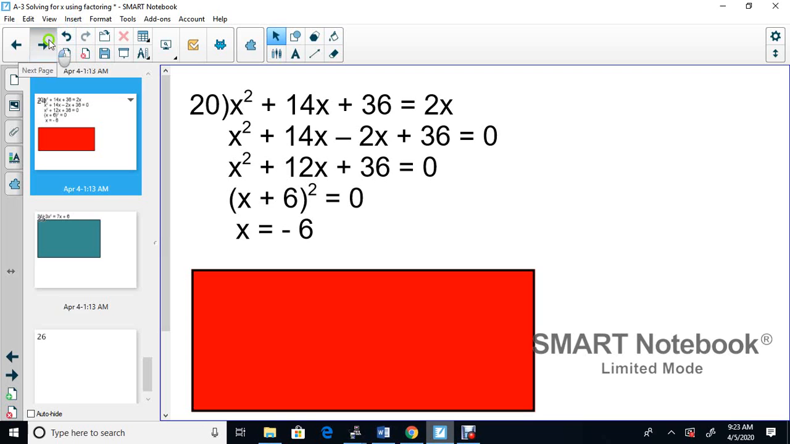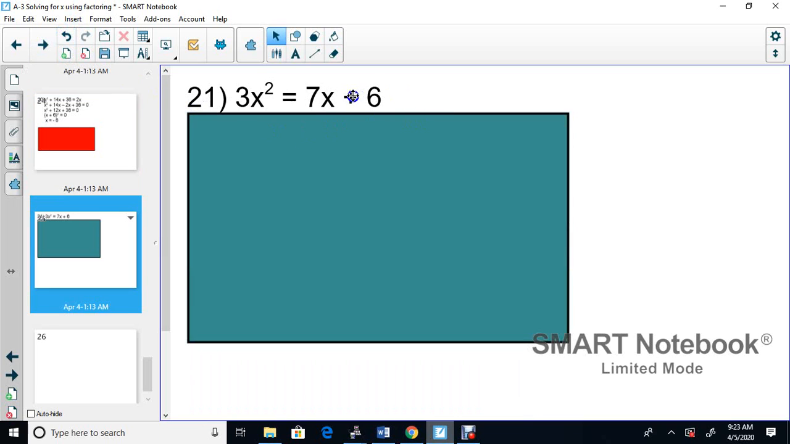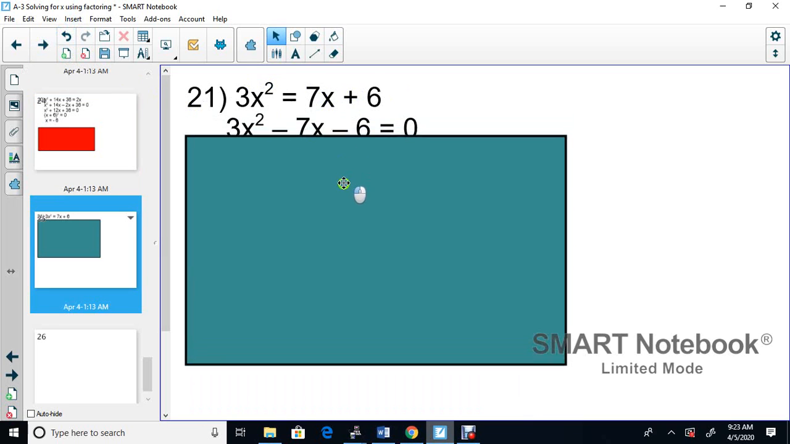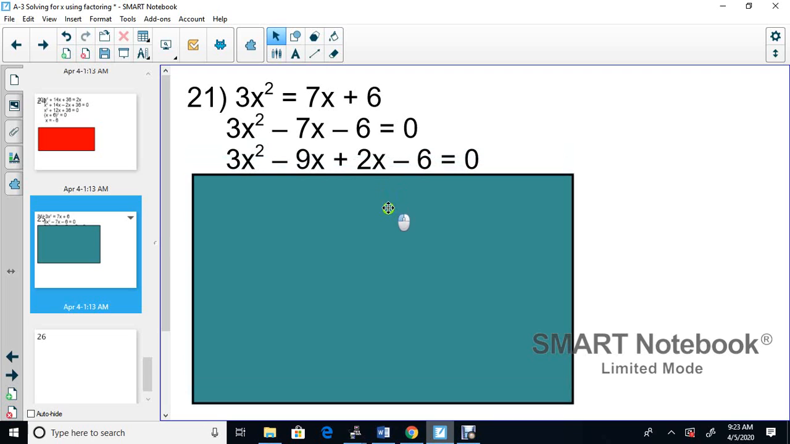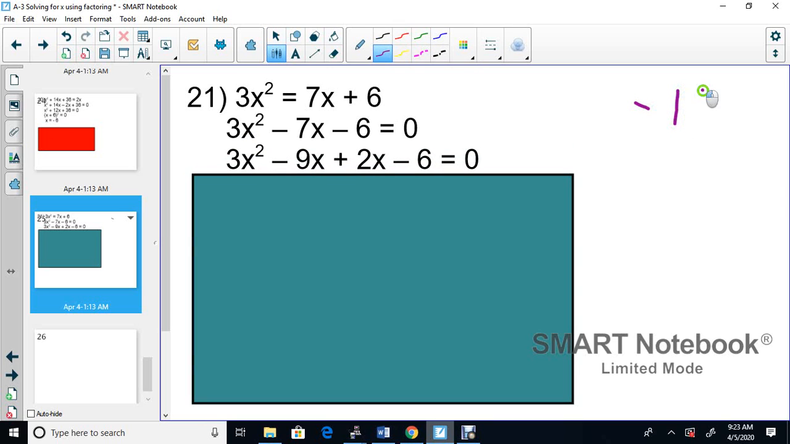Okay, the next one here, and the final one, you bring these two over. So you get 3x squared minus 7x minus 6. Okay, now this is a decomposition, so you got to go 3 times negative 6, you get negative 18.